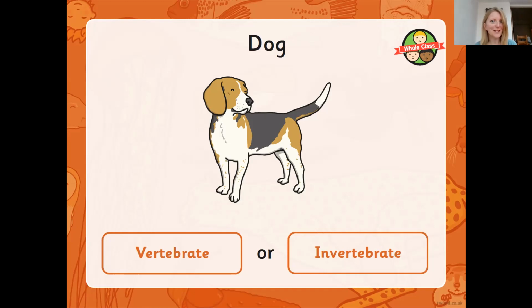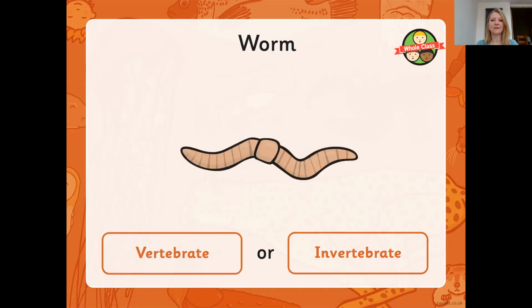If you've got a dog, and I know lots of you do, has it got a backbone? Can you feel a backbone inside its body? So vertebrate or invertebrate? I'm going to have to tick them for you, I'm afraid. So do we think vertebrate? Yes, it is. Dogs have a skeleton. They have a backbone inside their body.